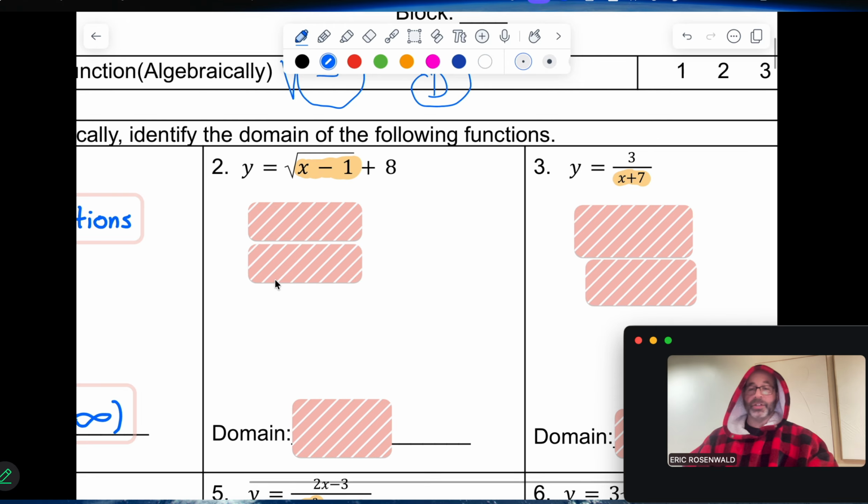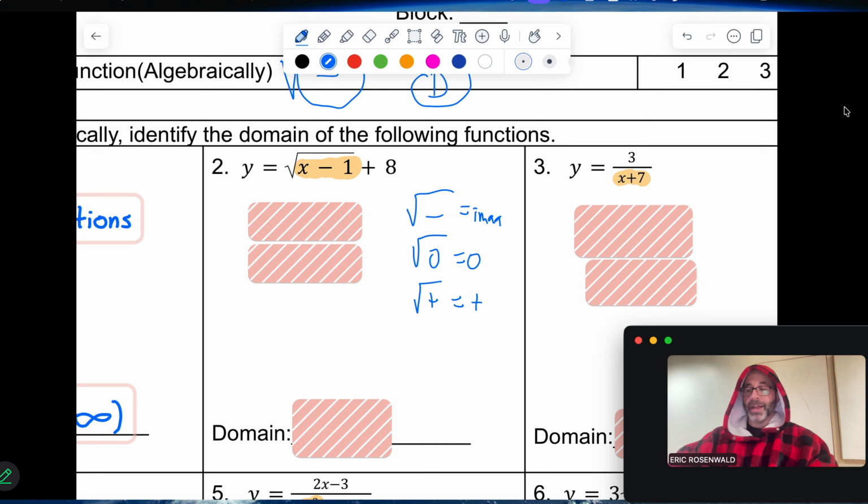Number 2 is a situation where we actually do have a square root involved. That square root that we have right here cannot be a negative, right? I cannot have a negative. It could equal 0, because I could do the square root of 0. That equals 0. I could do the square root of a positive. That's going to equal some positive number. But this right here is going to equal some imaginary number, and we don't want imaginary numbers.